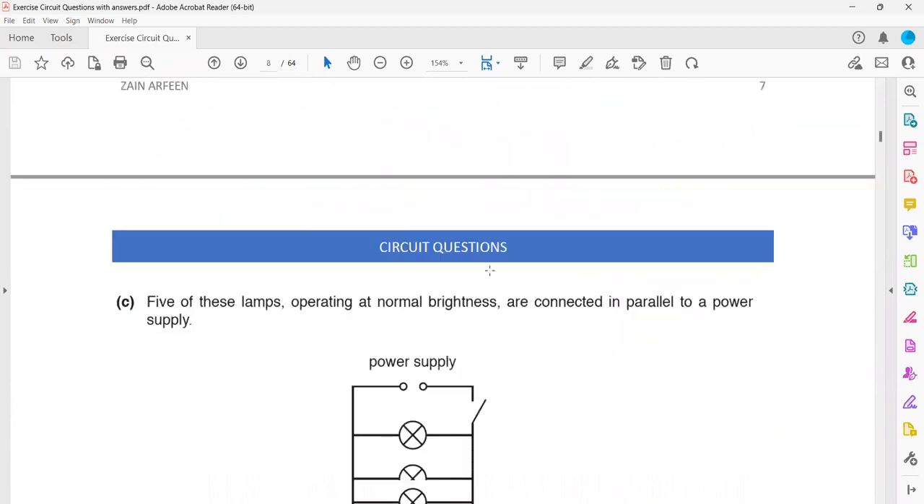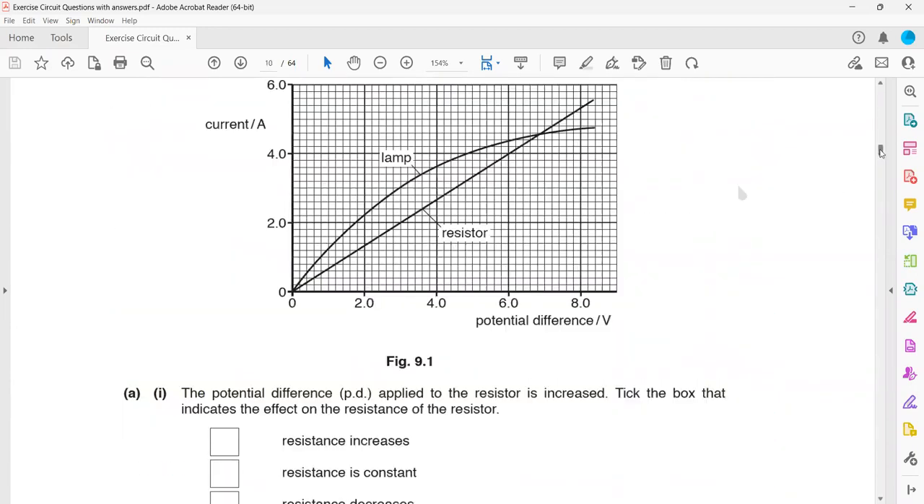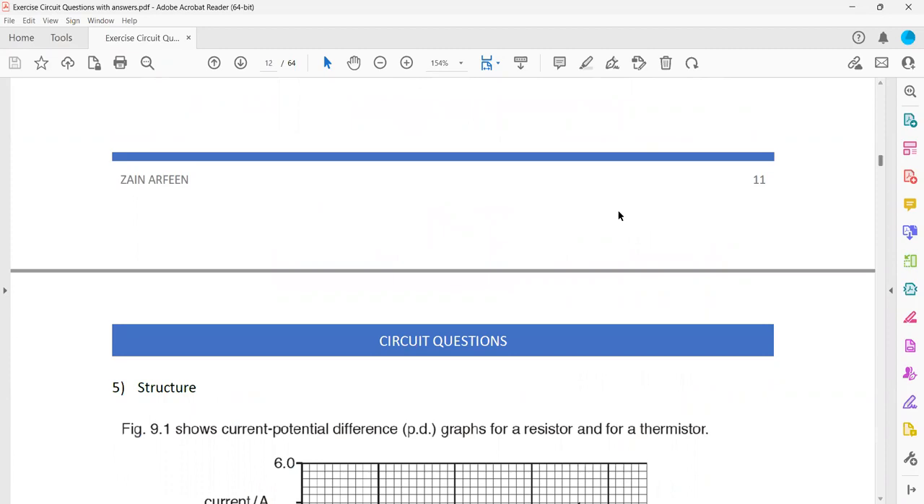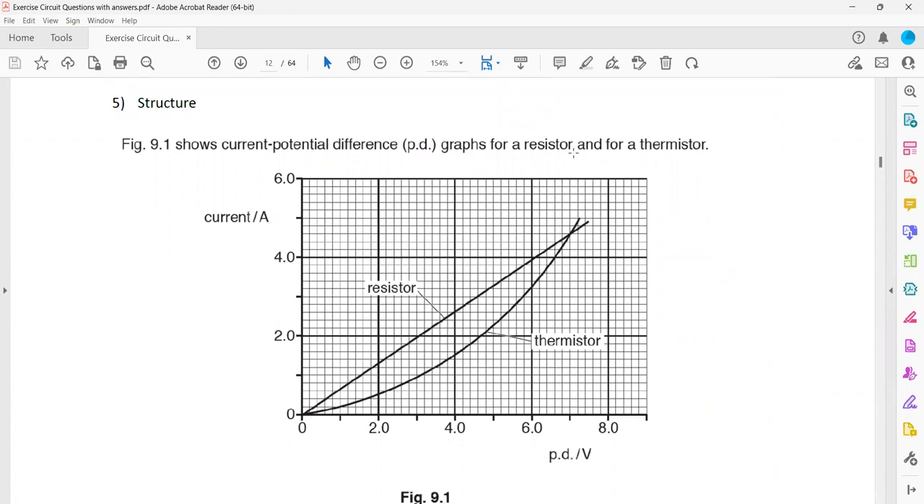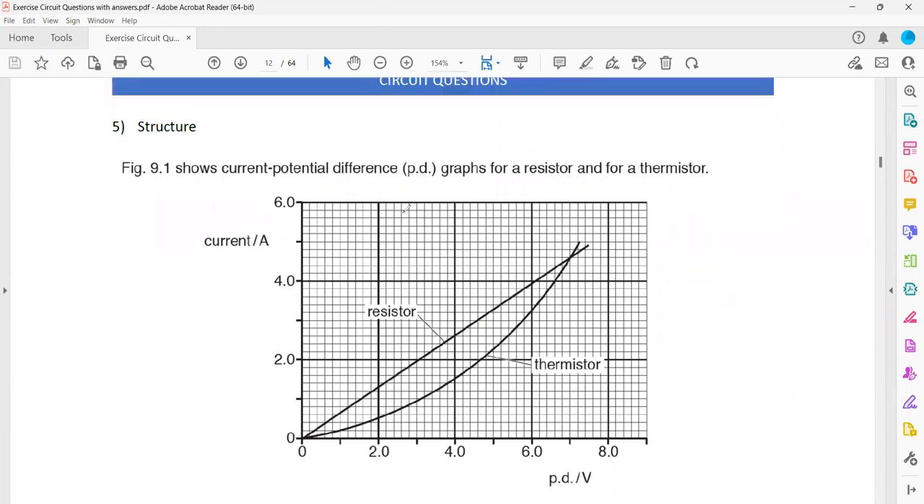Question 5 related to electric circuit assignment. Figure 9.1 shows a current potential difference graph, or we can also say an IV graph. For an IV graph, remember that the slope represents the reciprocal of the resistance. That means if the slope is increasing, the resistance will decrease. And the opposite will happen: if the slope is decreasing, the resistance will increase.